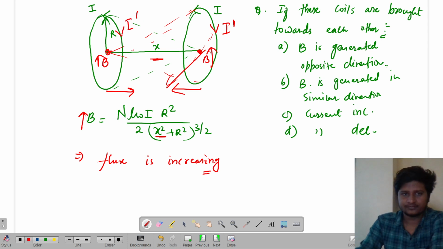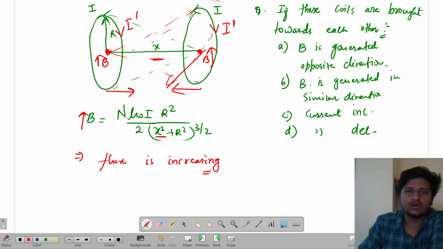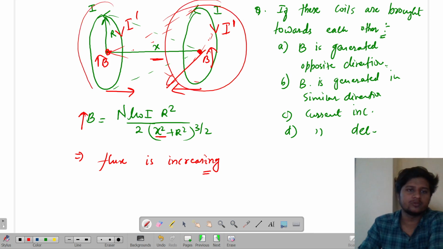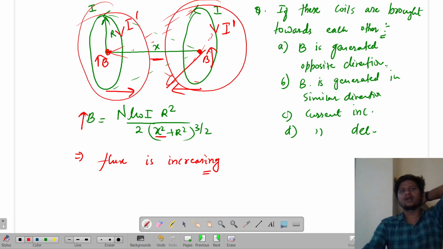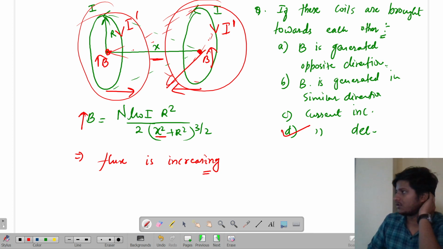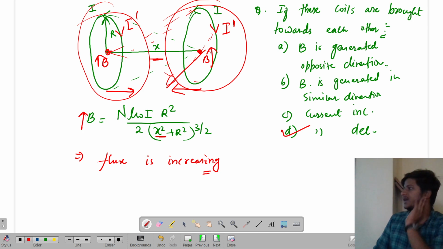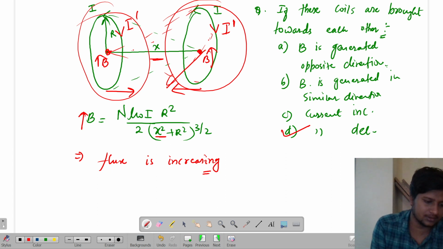And a similar thing will happen over here also. Current I prime will be developed over here. Right or not? So that means total current in these loops is decreasing or not? What is happening to the total net current? It is decreasing. So current decreases in this Helmholtz coil. Right or not? If the coils are brought together, current decreases, not increases. The flux B is generated in the opposite direction, that is nothing like that. Okay. So current decreases.